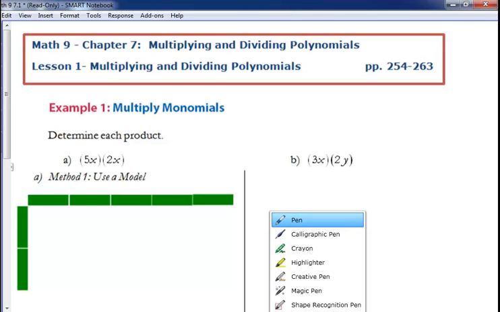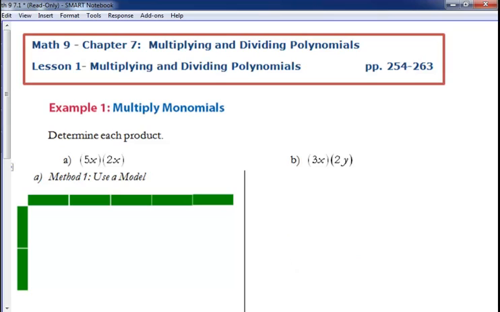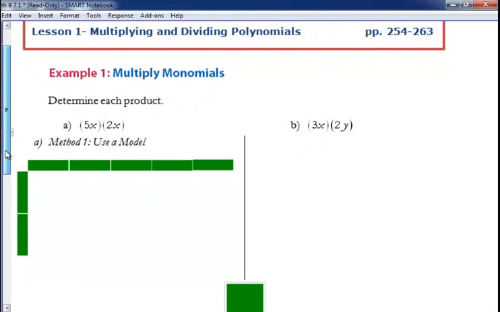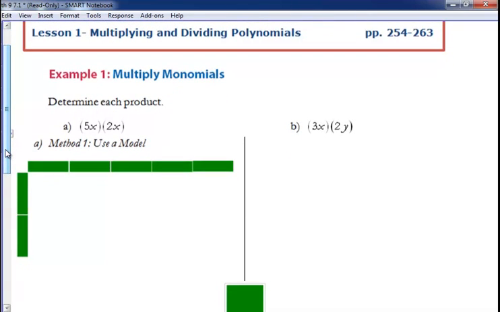Now, in chapter 5, we spent a lot of time understanding things about terms and coefficients and variables and like terms, and we did adding and subtracting, didn't we? So here we're going to begin. Our first example here has to do with multiplying monomials. So let's have a look at what we've got. We've got a monomial 5x times 2x.